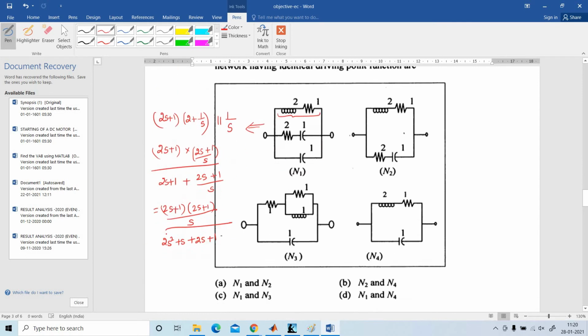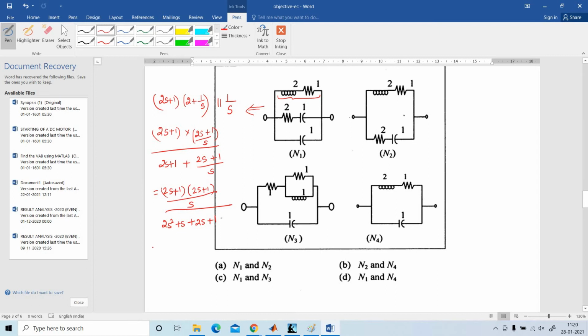Now I have to reduce this. I'll get the answer 2s plus 1 into 2s plus 1, and both the s get cancelled, divided by 2s square plus 3s plus 1. If we factorize this, we get 2s plus 1 into s plus 1. Now both the 2s plus 1 get cancelled, and finally we get 2s plus 1 divided by s plus 1.